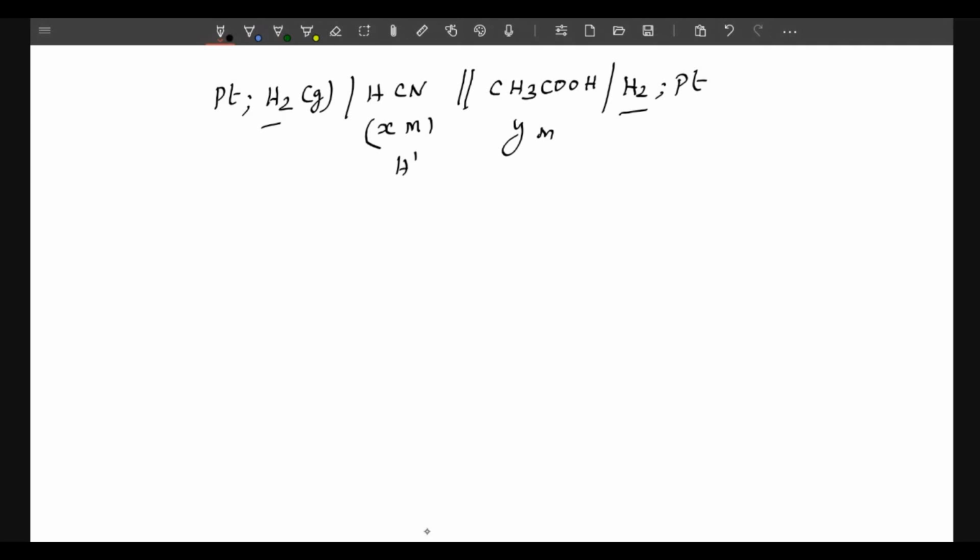Here the H plus ion should be there, the same electrolyte ion with different concentration. What is the correct EMF equation used for this type of electrolyte concentration cell? Here you are going to use 0.06 by 1 into log of the concentration of the anode by the concentration of the cathode. Here we have already derived the concentration for this acetic acid, so is the case with the cyanide.